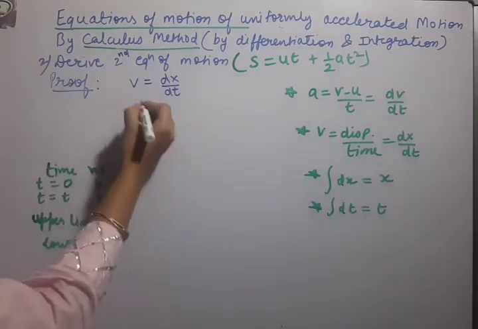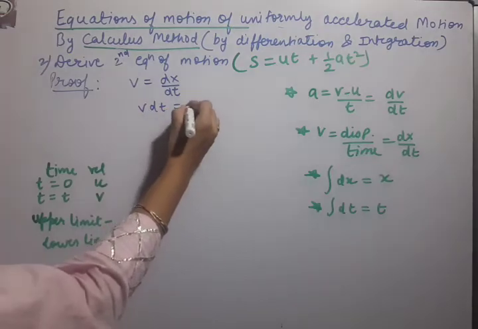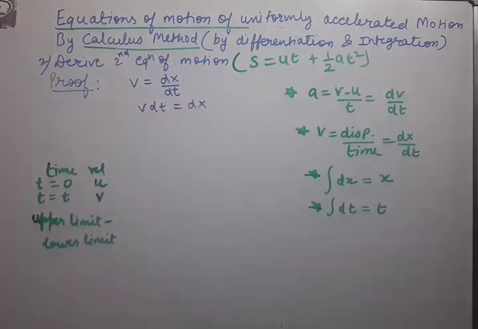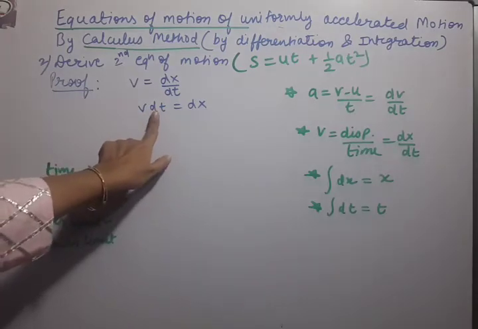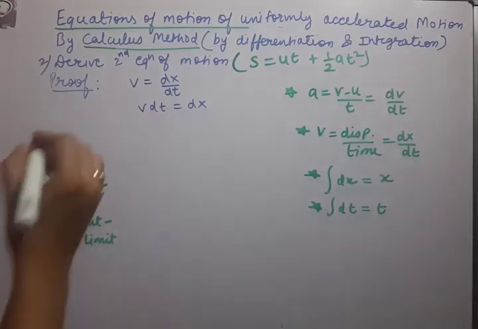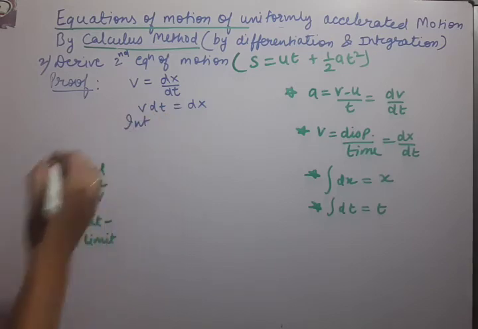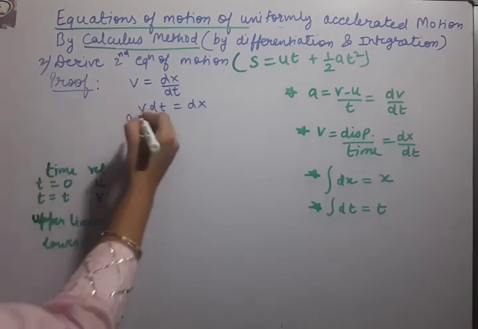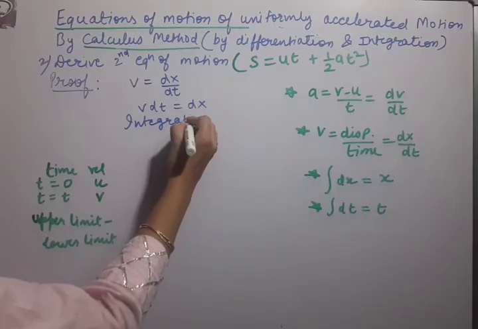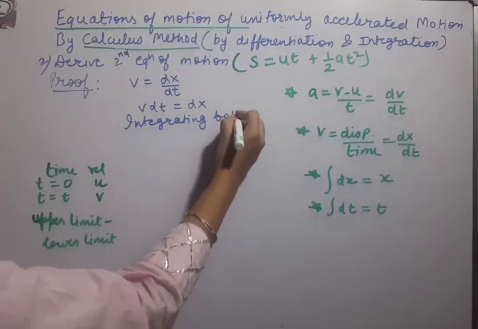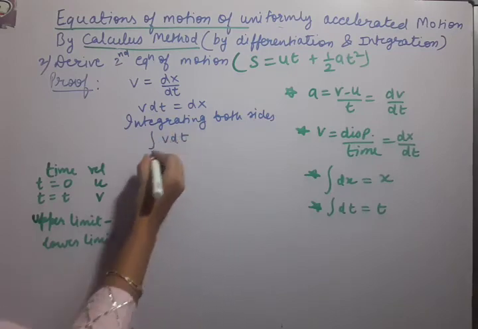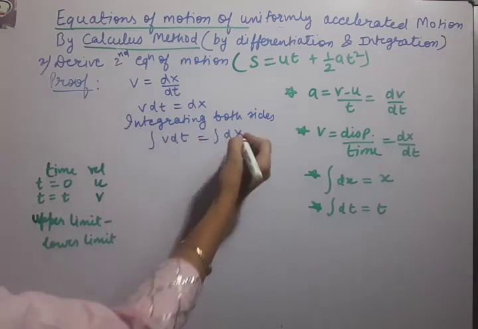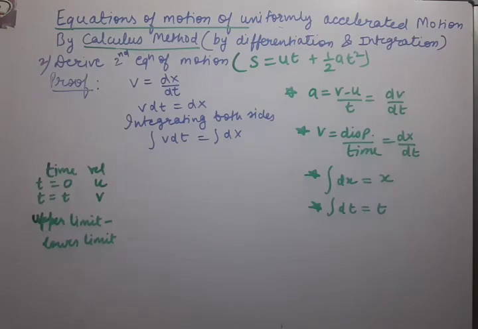Then next what? We have to do cross multiplication next. Okay. Next what? We have to do integration, because we have to remove the effect of this differentiation d. So I'll write again the same thing. Integrating both sides. Integrating both sides means put the sign of integration on both sides. Okay.